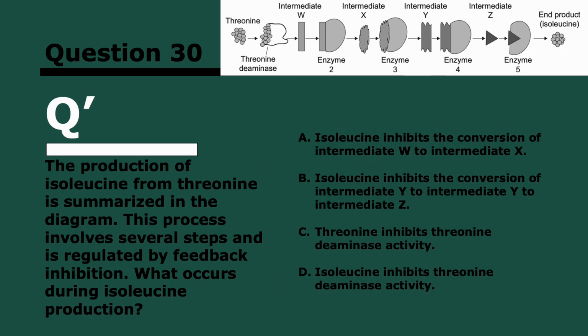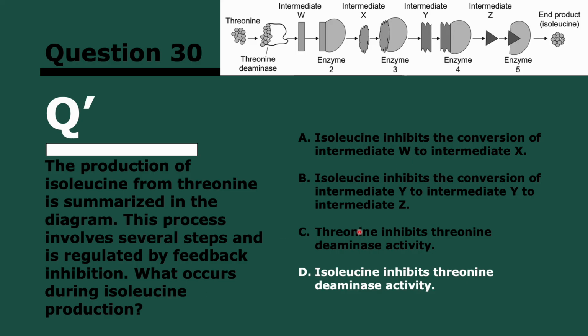Okay. Next question. The production of isoleucine from threonine is summarized in the diagram. This process involves several steps and is regulated by, and this is key, feedback inhibition. What occurs during isoleucine production? Okay, again, 3, 2, and 1. Okay, so isoleucine inhibits threonine deaminase activity. How? You can see it in the diagram. Isoleucine over here is binding to threonine deaminase and inhibiting threonine from binding to it. Whereas you can't really see isoleucine binding to any of these at any point in the diagram. So that's why it's threonine deaminase and not any of the others.